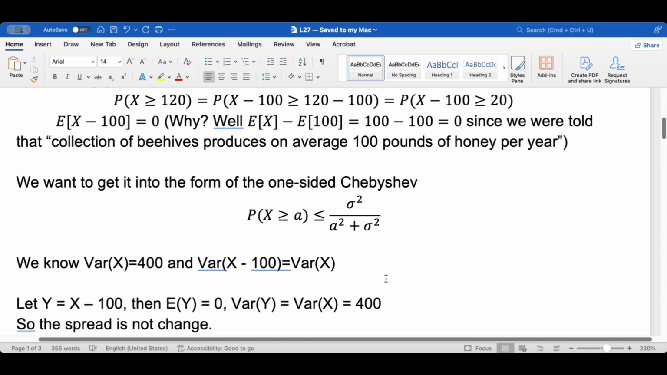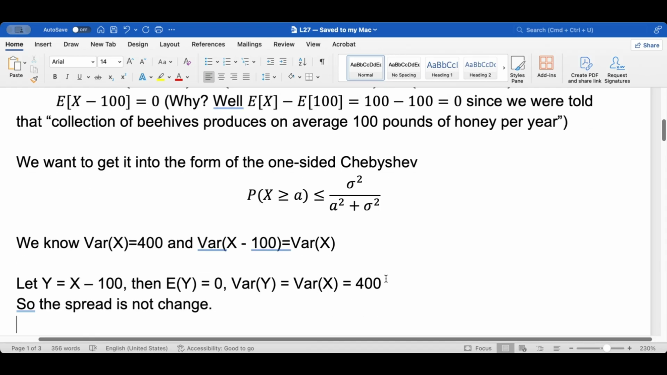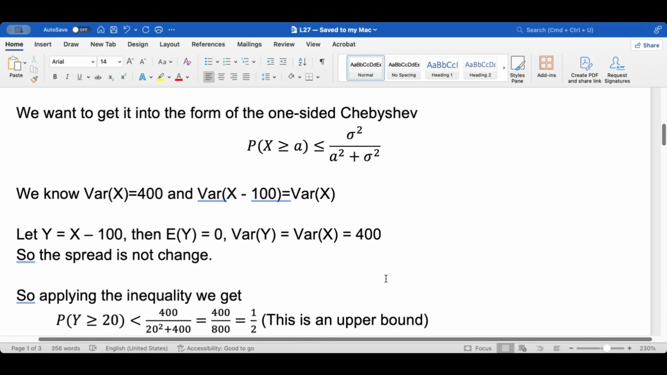So we formally define y to be this shift, x minus 100. Its expected value is 0. Variance is the same as the original 400. So now we're ready to go. We want the probability that y is greater than or equal to 20, which is going to be less than or equal to variance 400 over 20 squared plus 400, which is 400 over 800, or 1/2. So this probability is less than or equal to 50%.